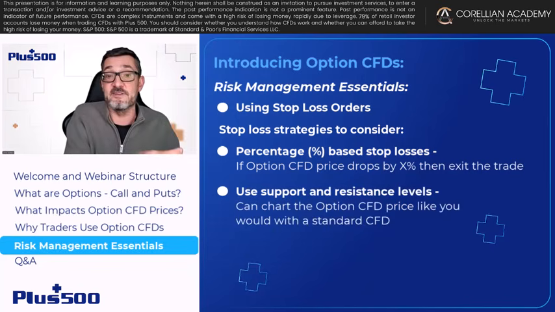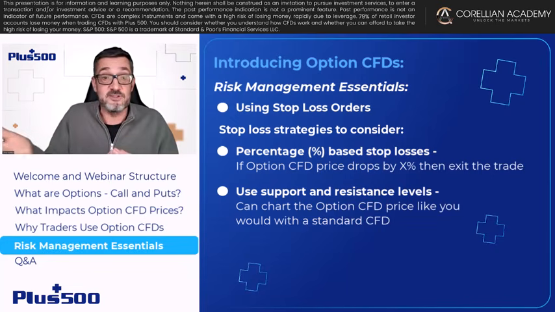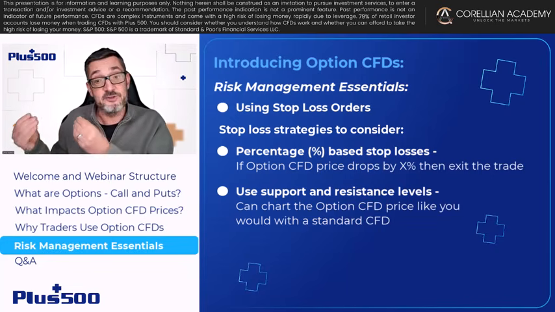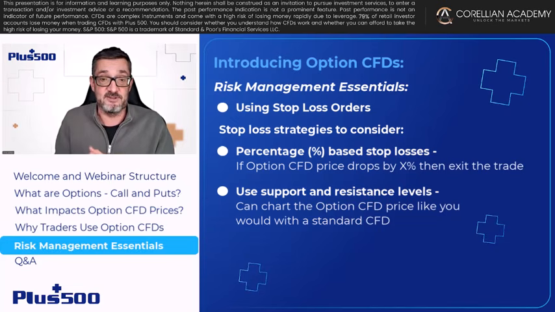Use support and resistance levels on an option CFD chart as you would with the standard CFD. In this scenario, as a rule, stop losses on long positions are placed below support levels, while stop losses on short positions are placed above resistance.